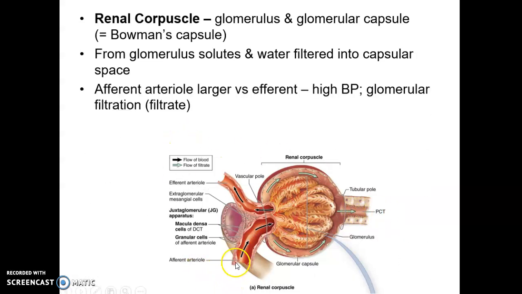The afferent arteriole is larger in diameter than the efferent arteriole, and that causes an increase in blood pressure within the glomerular capillaries, and then that pushes the filtrate and water out of the capillaries, out of the bloodstream. So solutes, metabolic wastes. And what stays behind in the glomerulus is essentially just the red blood cells and large blood proteins.